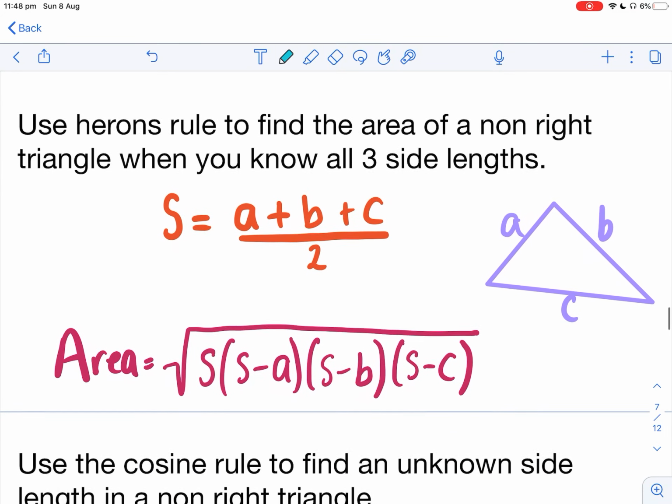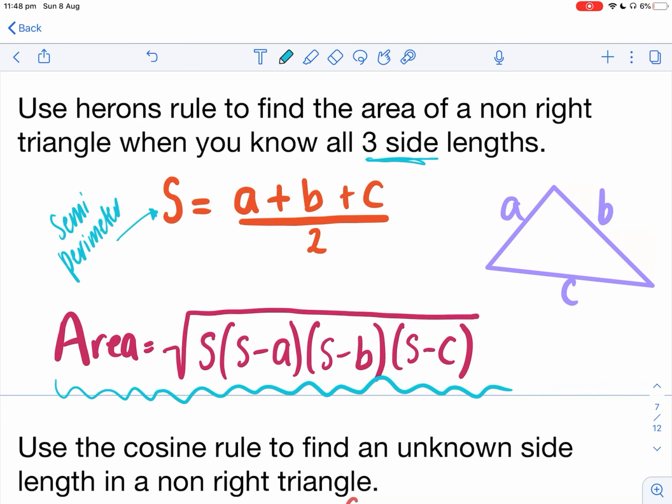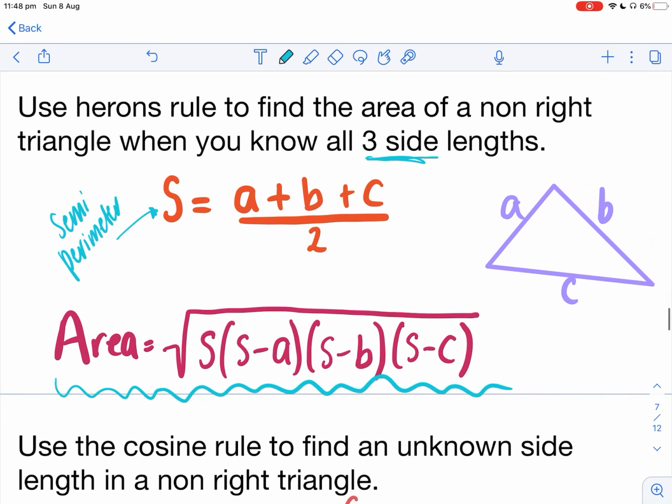Your next rule is Heron's rule. So you use Heron's rule to find the area of a non-right triangle when you know all three side lengths. There's two parts to Heron's rule. The first part is the semi-perimeter. This is where you add up all the side lengths, so a plus b plus c, and then divide it by 2. And then you use this formula here to calculate the area of the triangle.